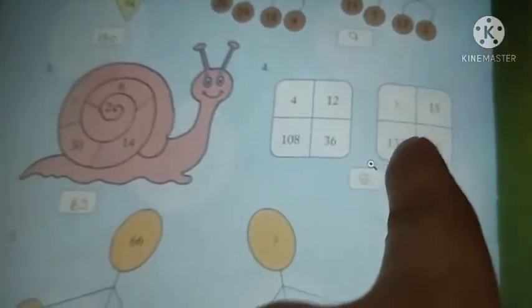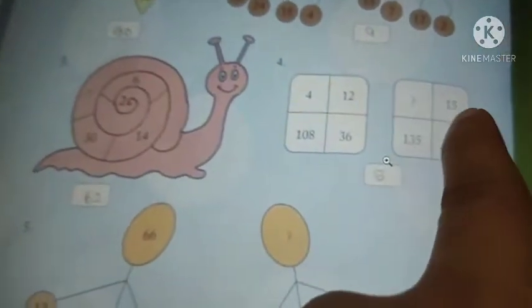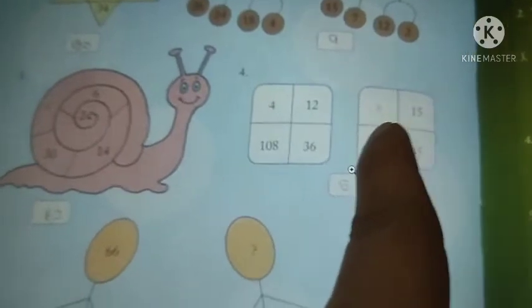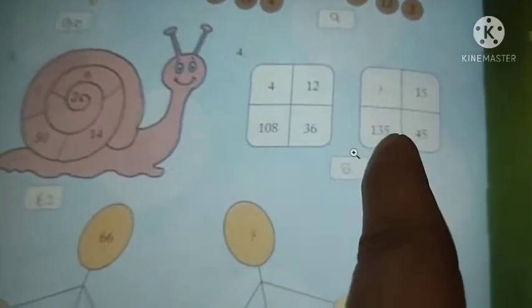So the same only here. What into 3 is equal to 15? Obviously 5 into 3 is equal to 15, right? So the answer is 5. That's all. 5 into 3, 15. 15 into 3, 45. 45 into 3, 135. Okay, I'll show it on a paper, once you see.